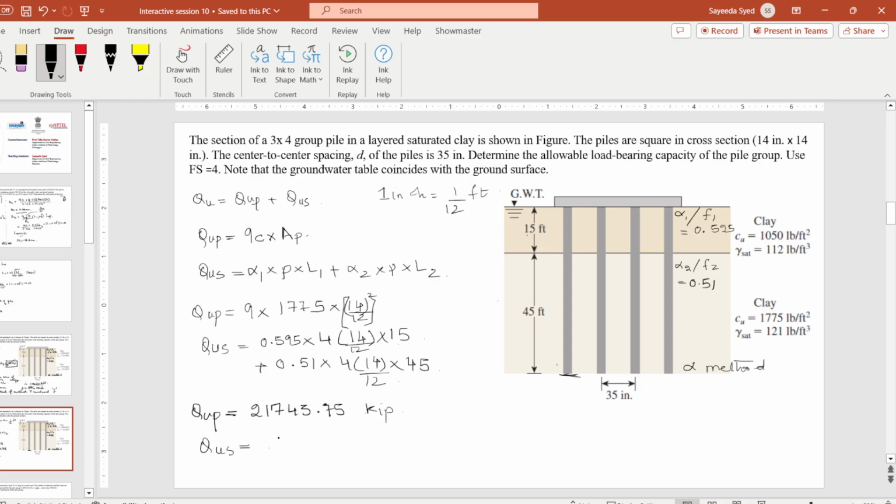This will be 148.75 and the total QUP will be equal to, oh, I missed a point here. This was 0.592.